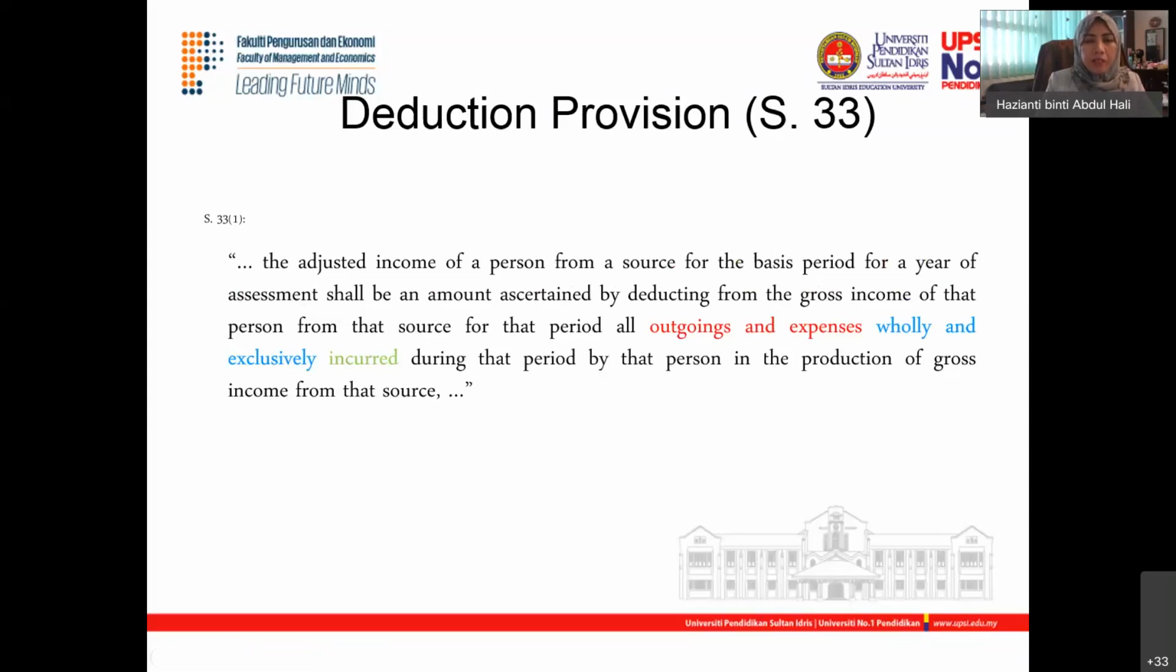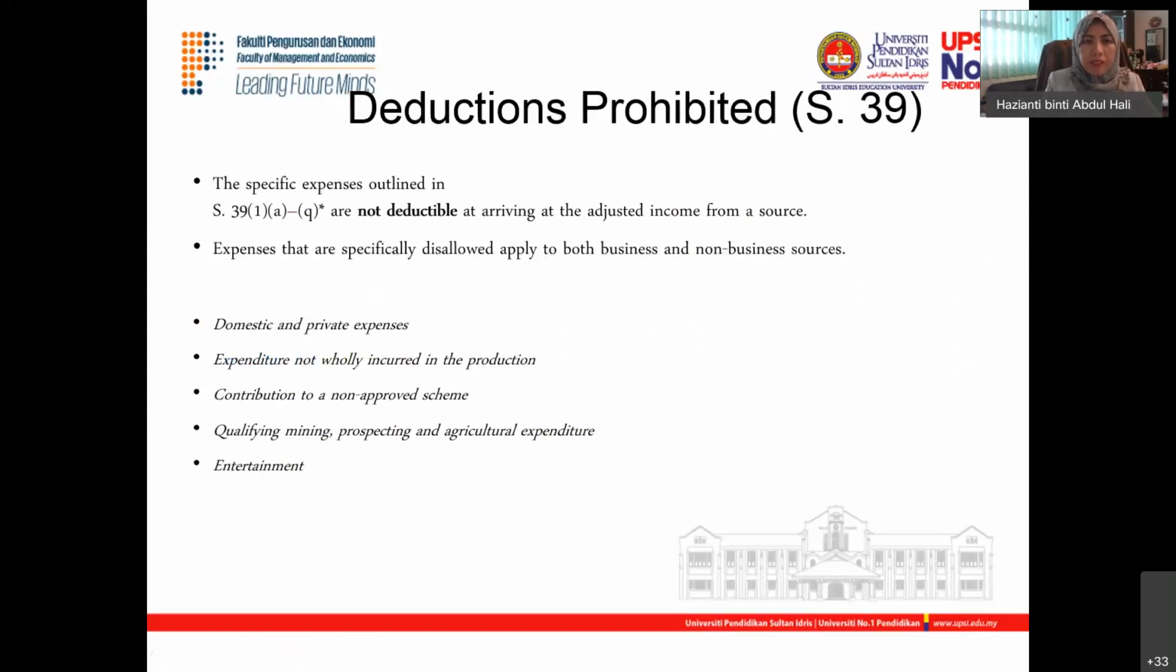Okay, deduction provision, this is under section 33. Panjanglah ayat dia. So yang the one highlighted ni important, all outgoing expenses wholly and exclusively incurred during that period by the person in the production of gross income from that source. Let's say the person has 2 businesses, satu restaurant, satu car wash. So the expenses incurred untuk car wash, dia kena tolak dekat car wash je. Tak boleh expenses incurred dekat car wash pergi tolak dekat restaurant. So mesti according to the different types of business tu.